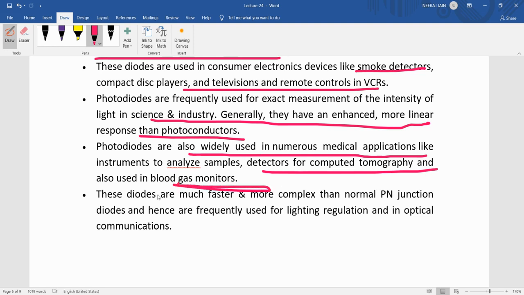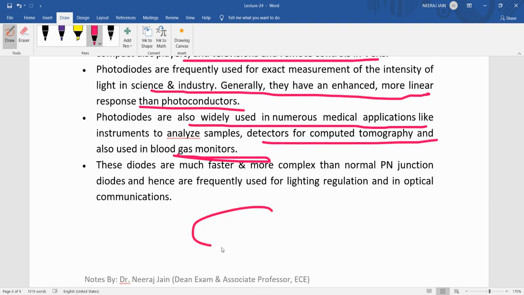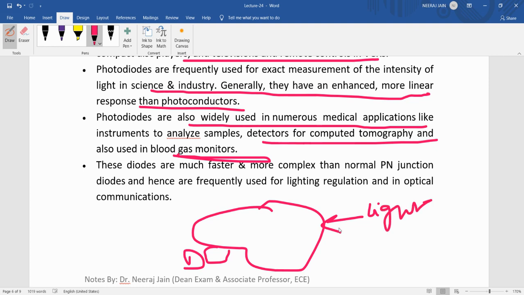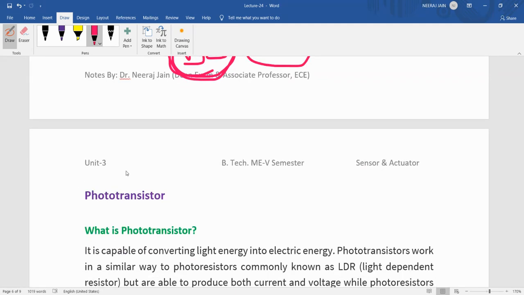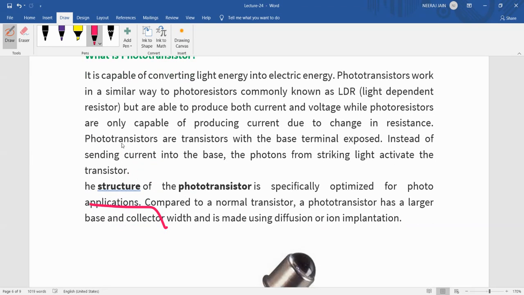So they can be used for different purposes, like in tomography, where different images of our brain are observed at different places. Here we use the photodetector, optical light falls, and we detect the voltage level by the photodiode. These diodes are much faster and more complex than a normal PN junction diode, and hence are frequently used for light regulation in optical communication. Then the third one is the phototransistor.